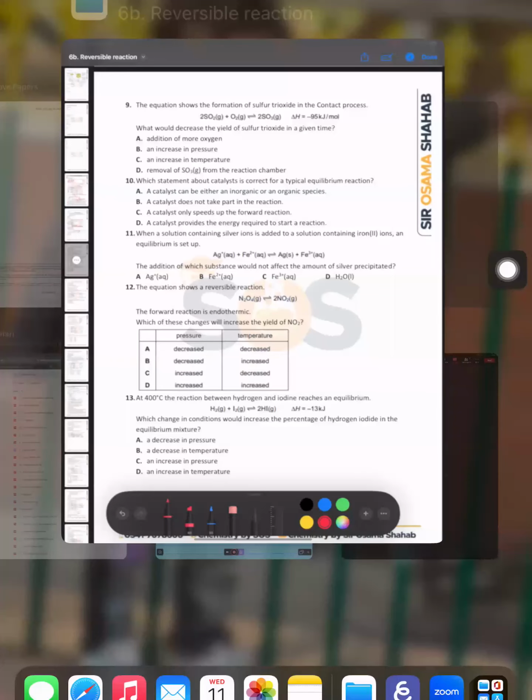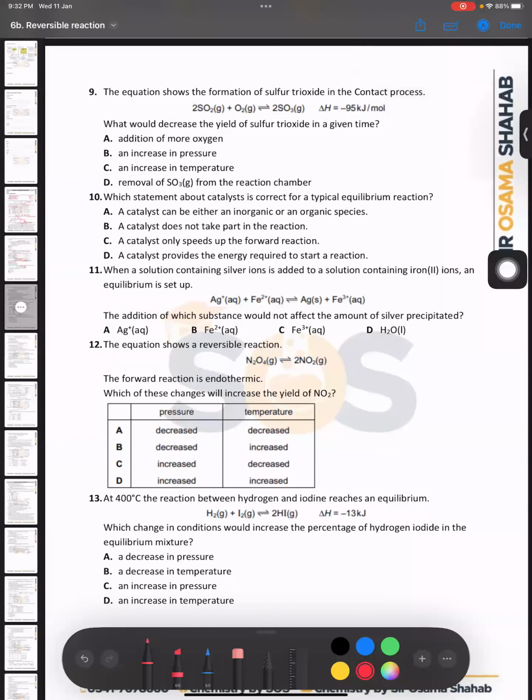So MCQ number 9 is saying that the equation shows the formation of sulfur trioxide in the contact process, right? And the equation is given, and also the enthalpy change, which is showing that the reaction is exothermic. What would decrease the yield of sulfur trioxide in a given time? So they are asking for a decrease in productivity, right? So you can see this, that if you increase the oxygen, definitely oxygen is one of the reactants, so it will definitely increase the yield. So this cannot be the right answer.